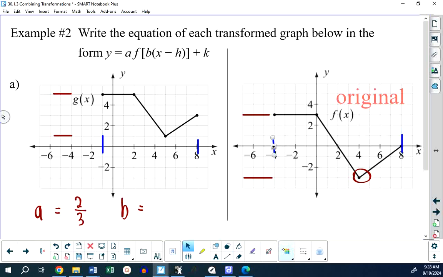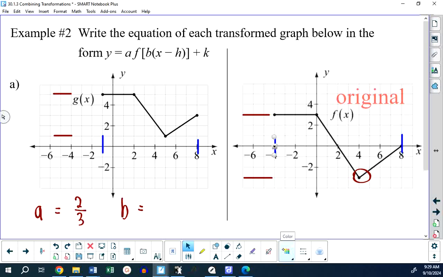And when I take a look at the width of the original one, it's 12. And when I take a look at the width of the new one, it's not 12, it's 9. So we have been stretched horizontally by a number that's smaller than 1. Because to go from 12 to 9, you have to multiply 12 by a number smaller than 1. You have to multiply by 9/12, which is 3/4.